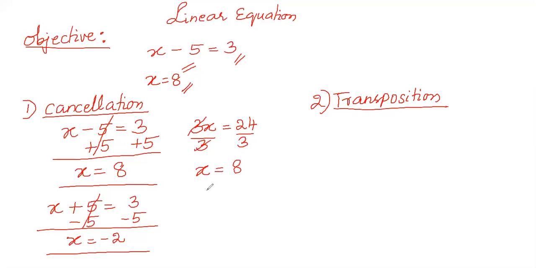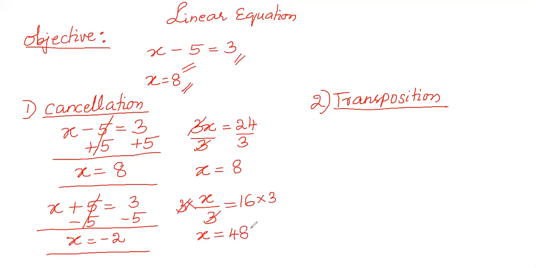Right? Suppose something is being divided, x divided by 3 is 16. So what I do, I multiply by 3 on both sides to cancel out the 3 here on the left. So you get x is equal to 48. So this is what you are going to do in cancellation.